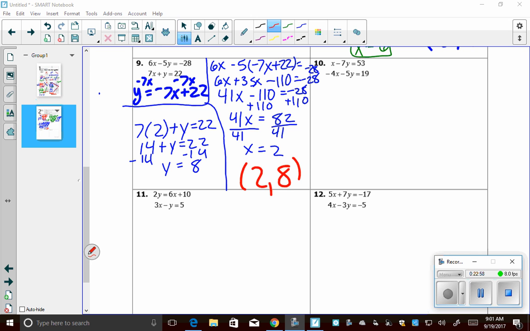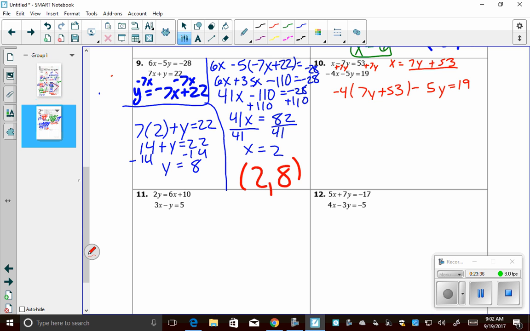On number 10, the first thing I would do is solve the first one for x, because that looks like the easiest one. All you have to do is add 7y to both sides so that you get x is equal to 7y plus 53. And then just plug this in for x.